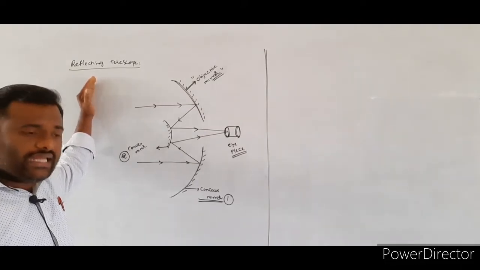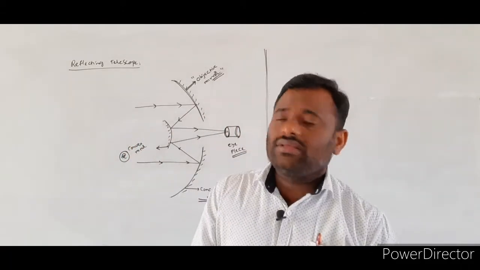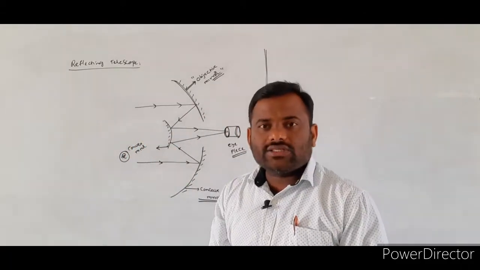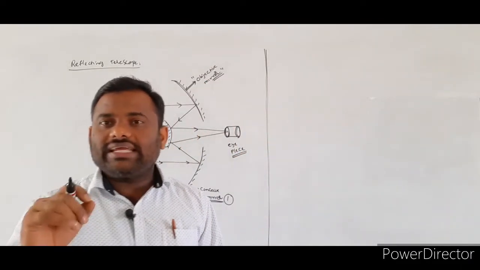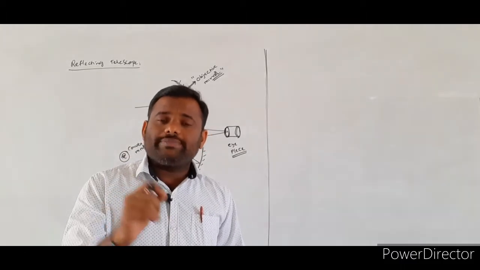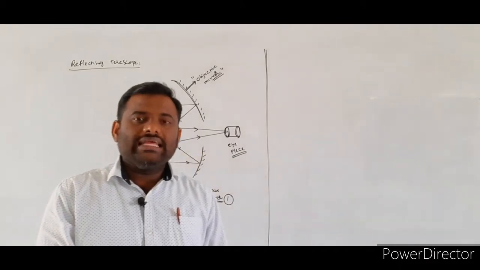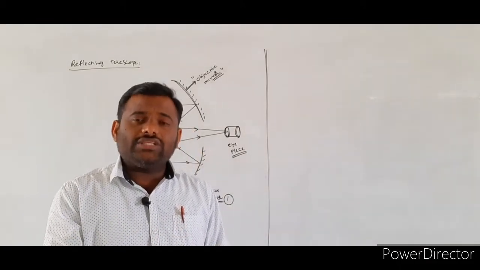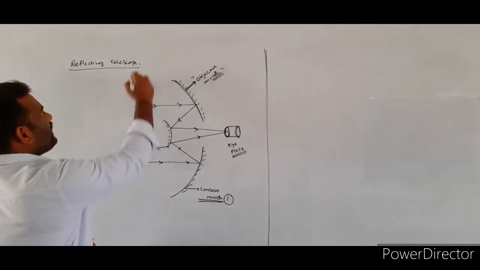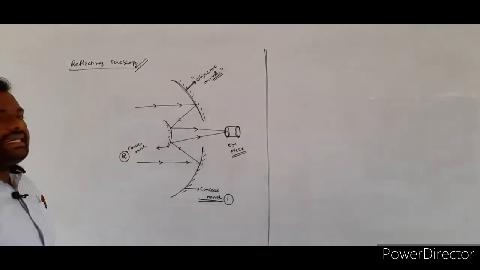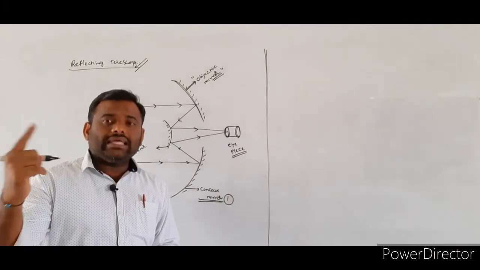See here, what is the need of constructing this reflecting telescope? Already we have the terrestrial telescope. The making of a reflecting telescope is very cheap with respect to the terrestrial telescope, and it is portable. That means we can easily carry this reflecting telescope from one place to another. So for that purpose we constructed the new telescope called the reflecting telescope.